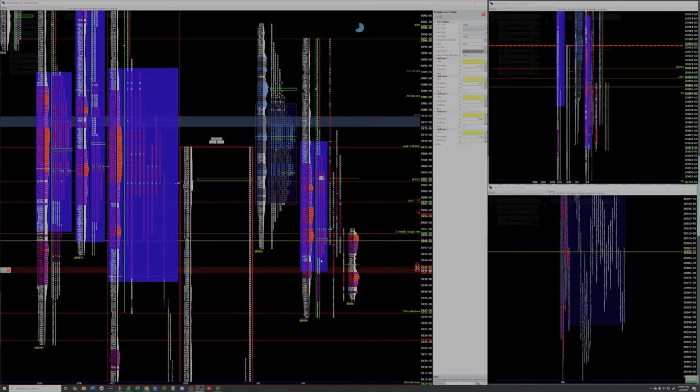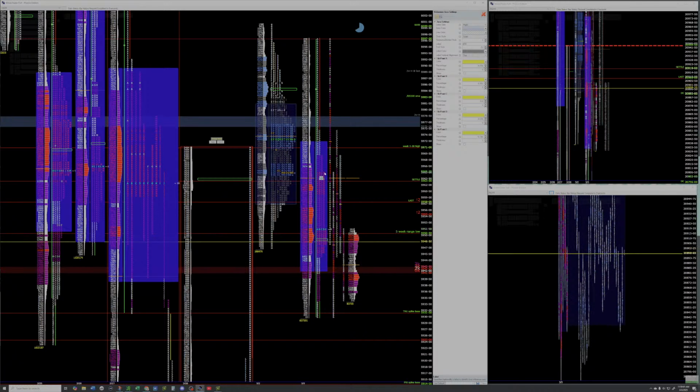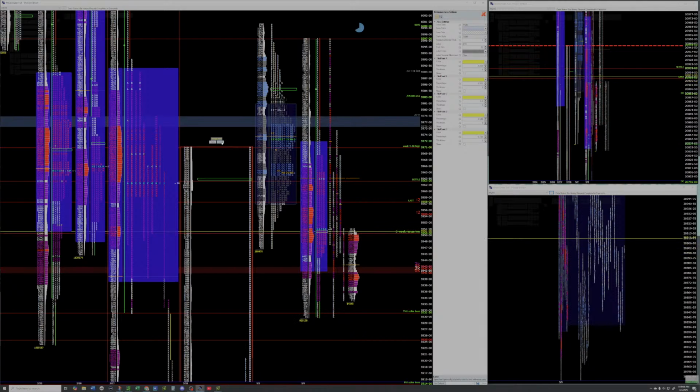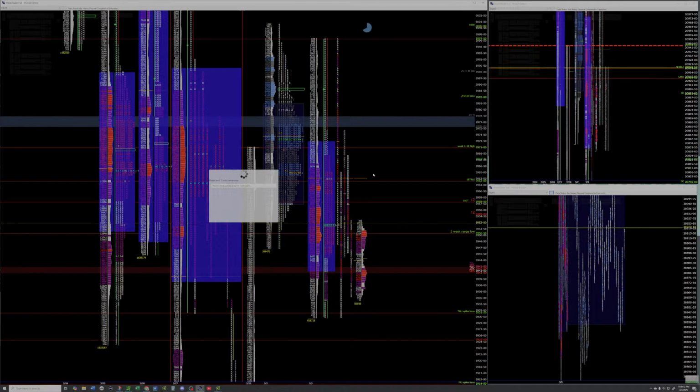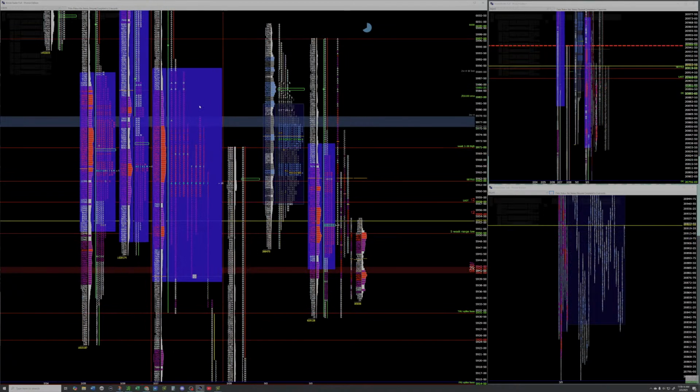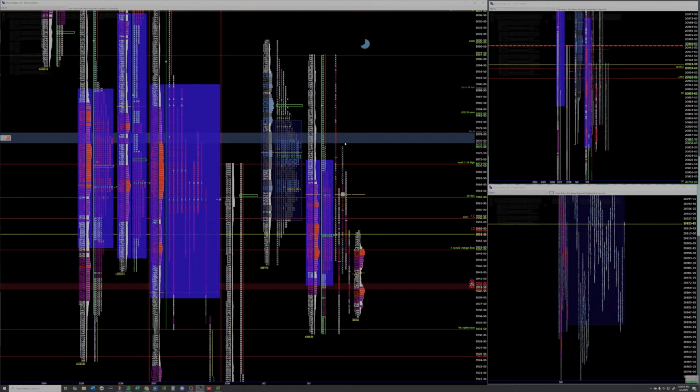Now, notice where value is. What's happened to value? What's happened to POC? If this market keeps going higher, POC can come back all the way up to here. There's not much today. No, there's not much right now, at least. And the next thing, can the market take this high out?